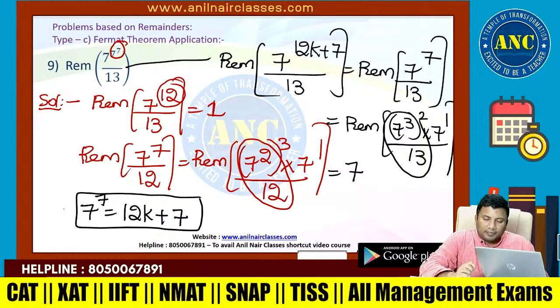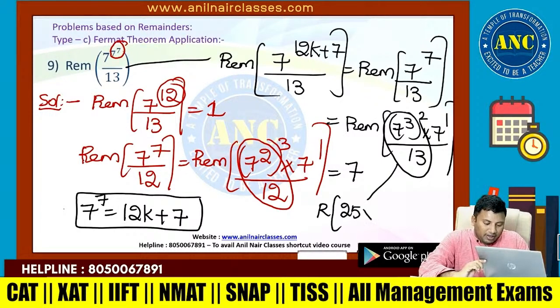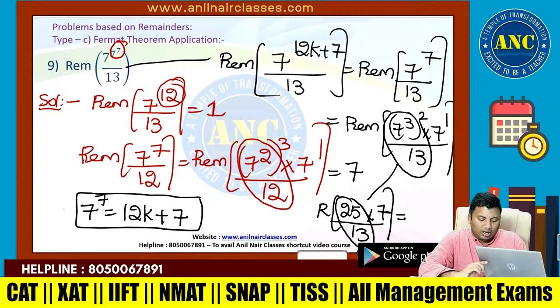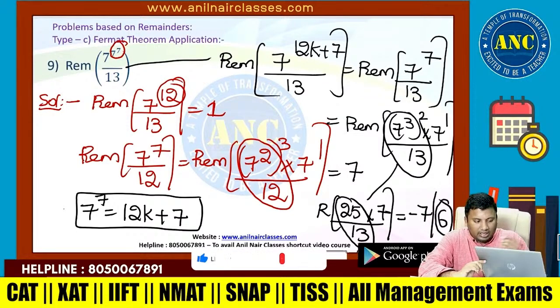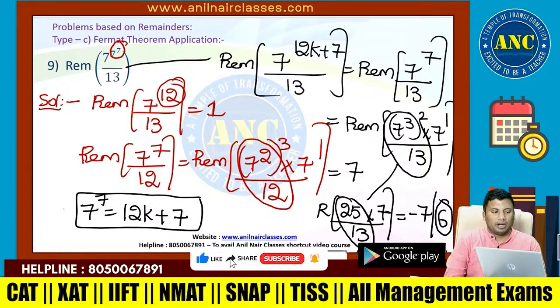13 twos are 26, 83. 13 sixes are 78. 5 square is 25. 25 into 7 divided by 13. 13 twos are 26, minus 1. Minus 1 into 7, minus 7. Positive remainder is 6.